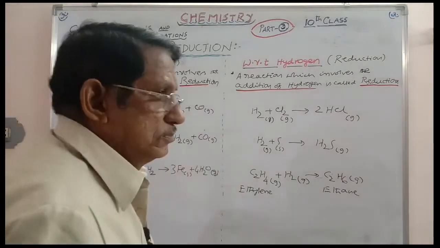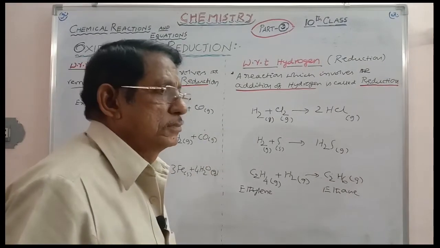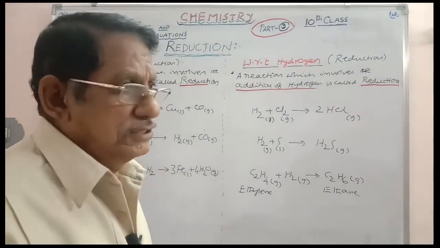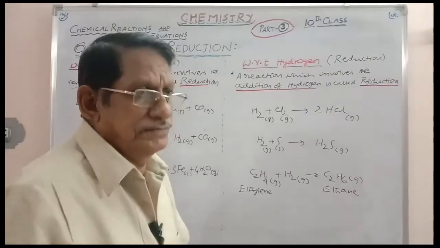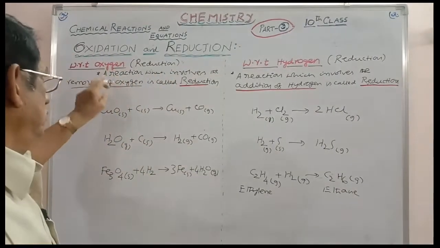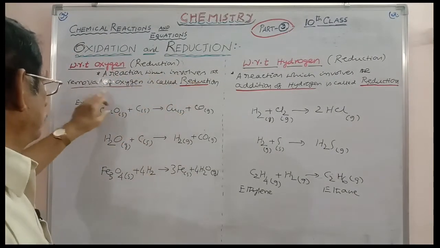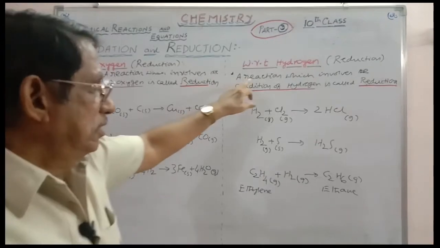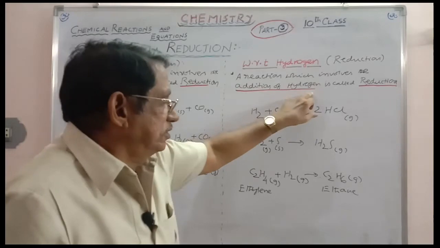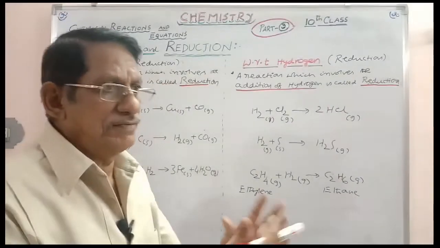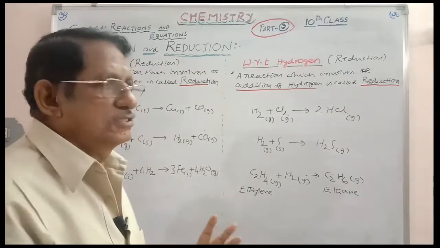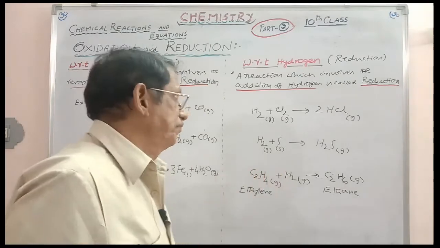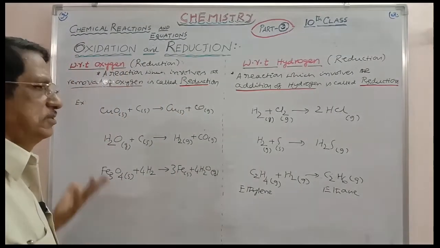Next, reduction with respect to oxygen. When oxygen is removed, it is reduction. When hydrogen is added, that is reduction. So with respect to oxygen, a reaction which involves the removal of oxygen is called reduction. In the case of hydrogen, a reaction which involves the addition of hydrogen is called reduction. Addition of hydrogen is reduction, removal of oxygen is reduction, quite opposite to each other. And now let us take an example, so many examples are there.